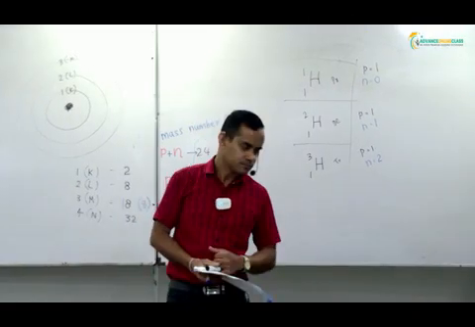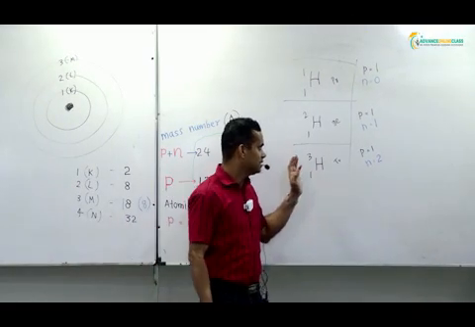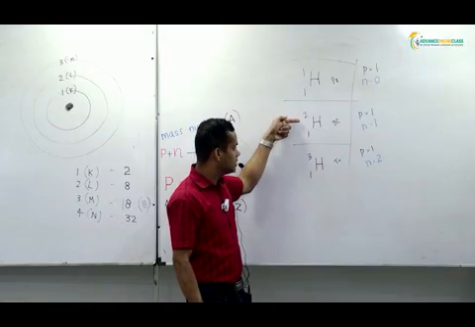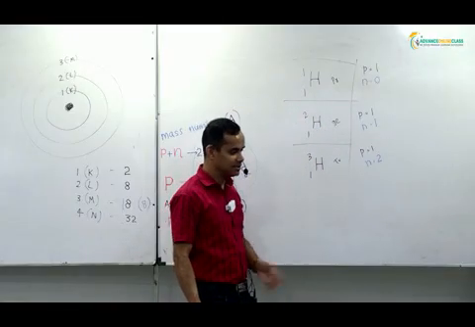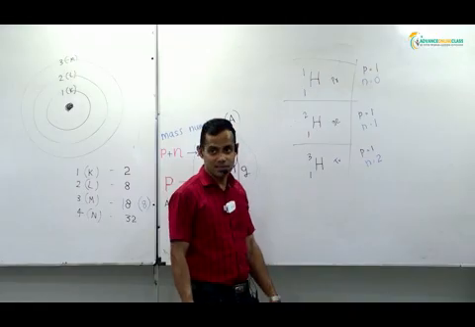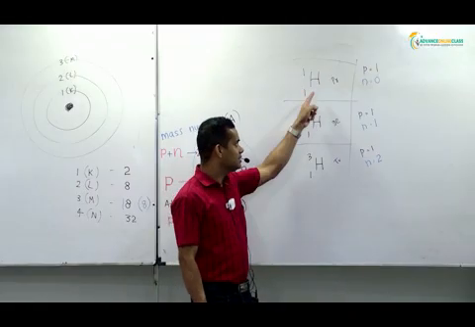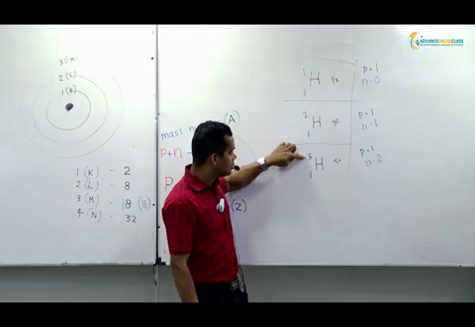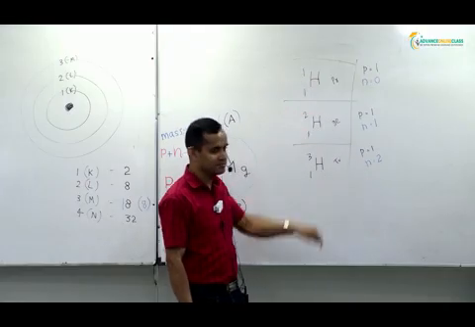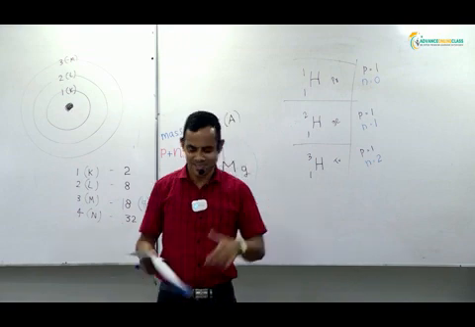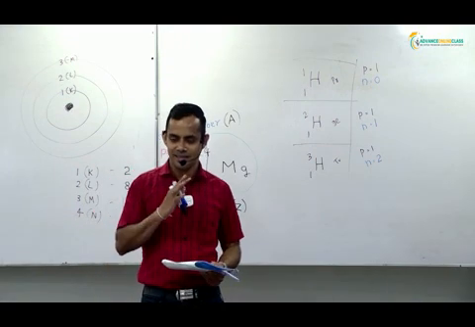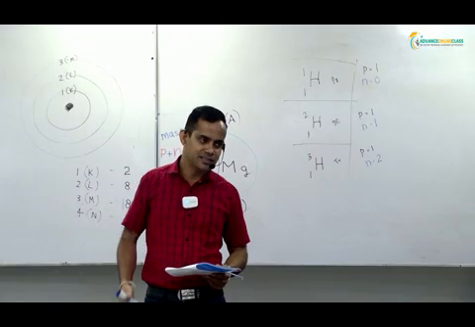Listen carefully. Isotopes are the atoms with different mass numbers of the same element. That's the definition. One last time. Isotopes are atoms with different mass numbers of the same element. All together? Isotopes are atoms with different mass numbers.